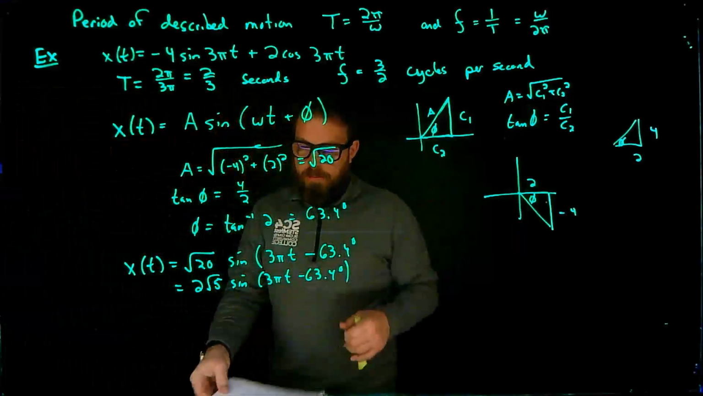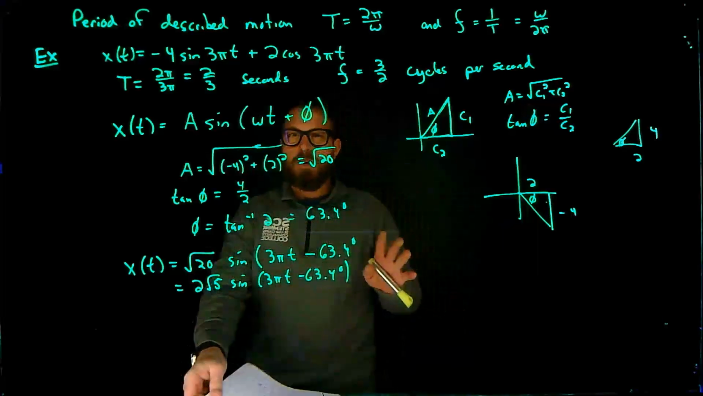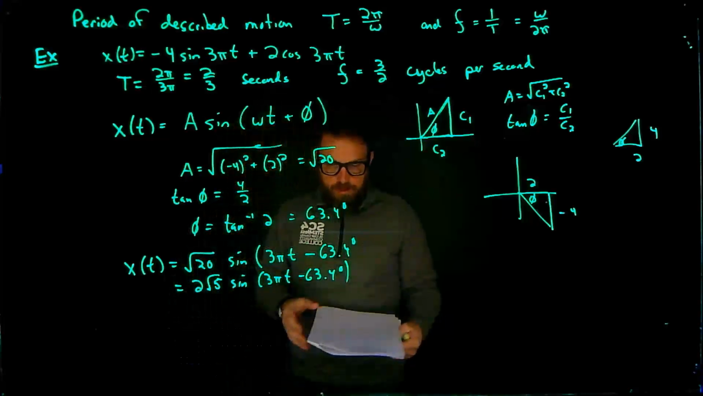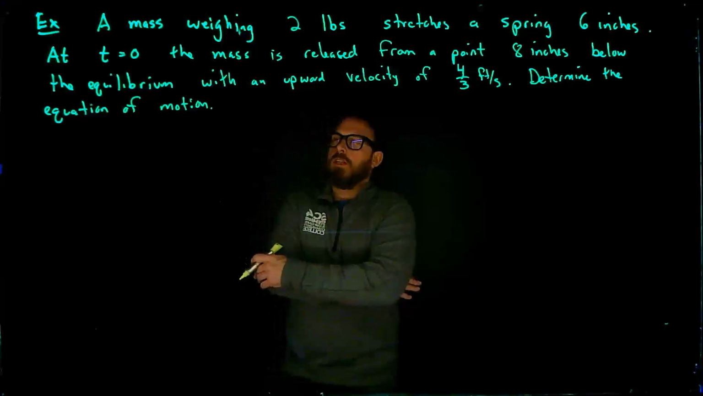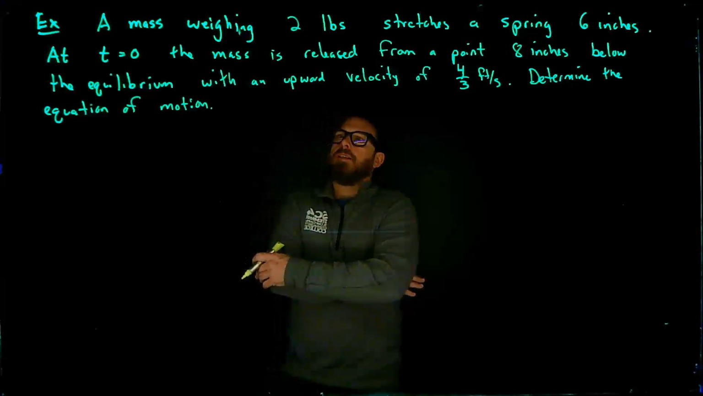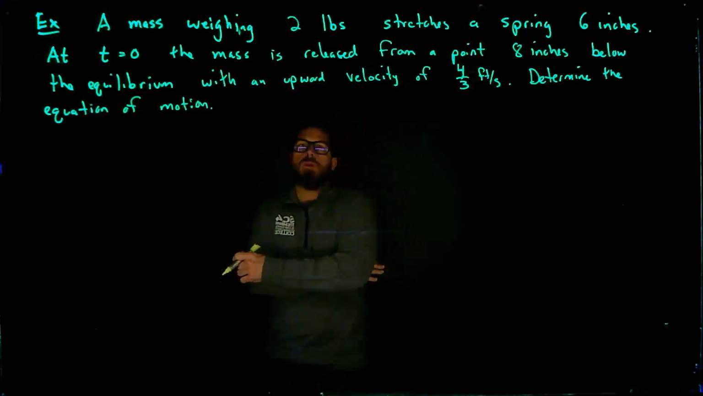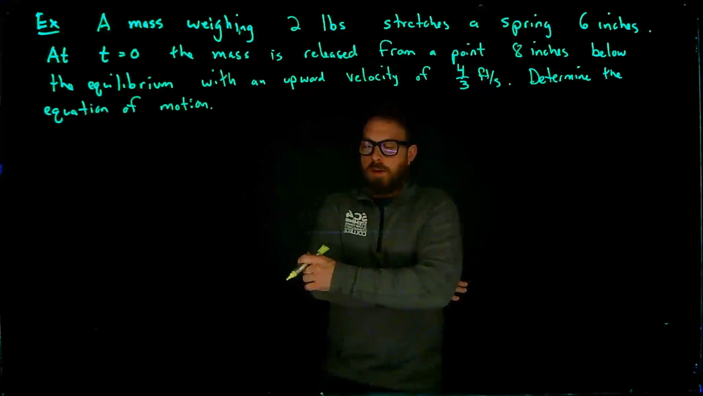Okay, so finally we get to solve a spring constant. Now that I know basically all the things, let's do an example for undamped motion. A mass weighing 2 pounds stretches the spring 6 inches. At t equals 0, the mass is released at a point 8 inches below the equilibrium with an upward velocity of 4 feet per second. Determine the equation of motion.